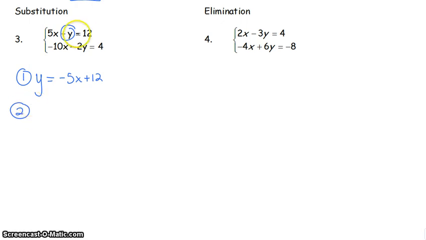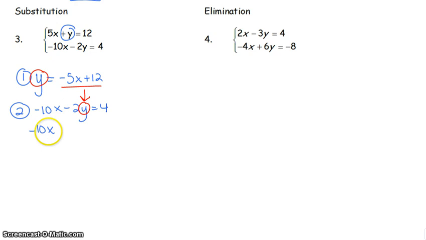Step 2, we're going to use the equation we did not use in step 1. And since we solved for y, we replace y. And we're going to replace y with the equivalent expression, which is a negative 5x plus 12. Remember, that sign means equals. So y has the same value as the whole expression, negative 5x plus 12.